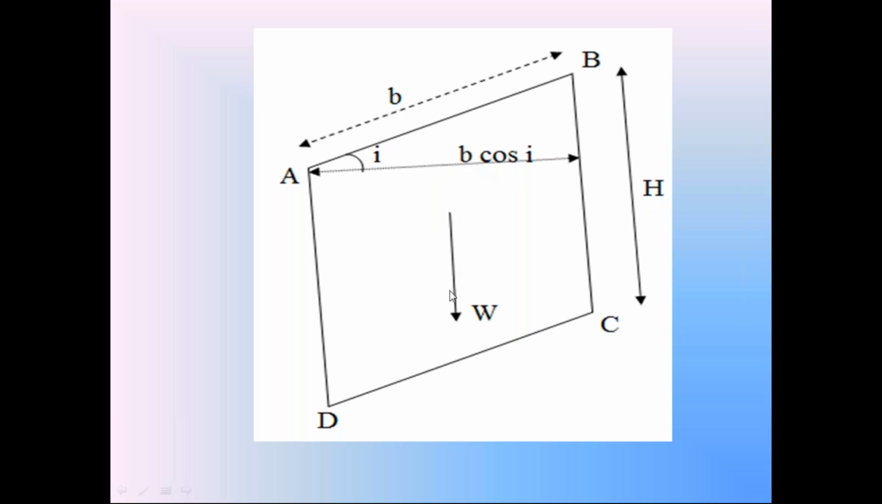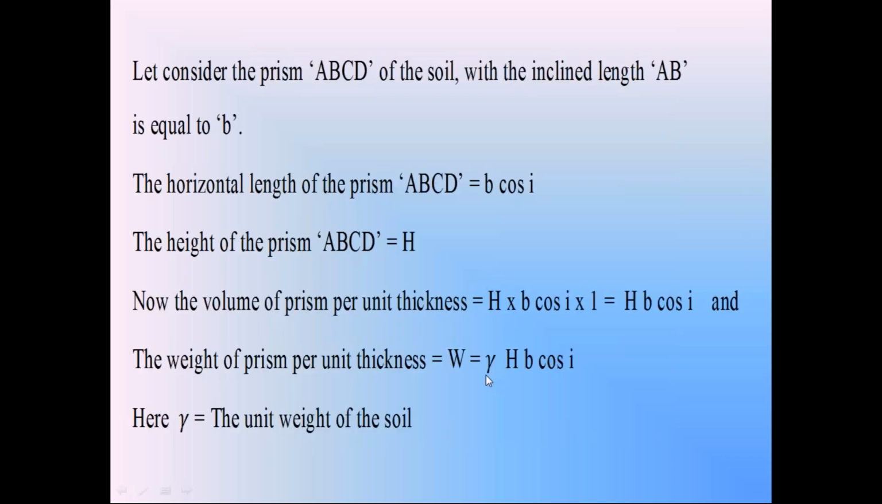Let W be the weight of this soil in the dry condition. Since it is in dry condition, we must consider the bulk unit weight of soil, gamma. Take the thickness of this soil prism in the perpendicular direction as unit thickness. So the volume of this soil prism is H into B cos i into 1. Take gamma as the bulk unit weight of the soil in the dry condition. So the weight W of the soil prism is the unit weight gamma into volume, H B cos i. This gamma is the unit weight of soil because the soil is in dry condition.